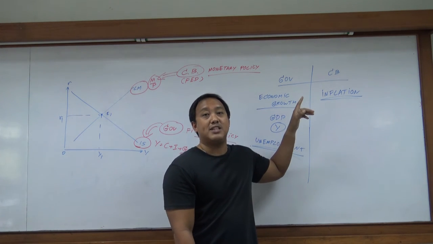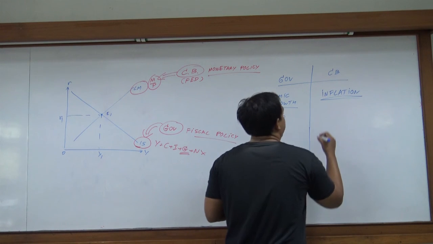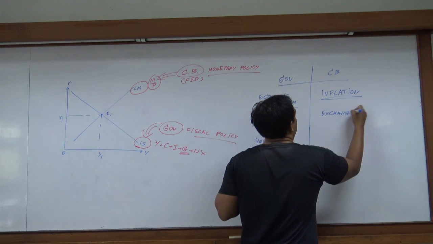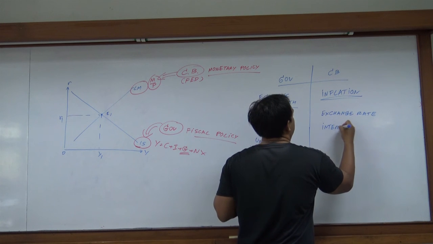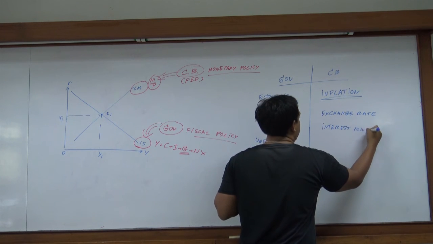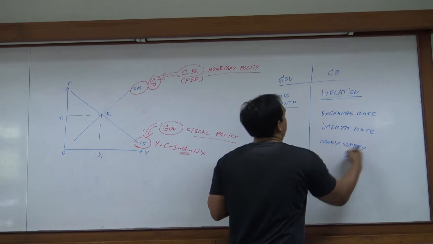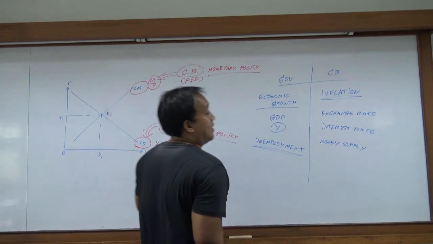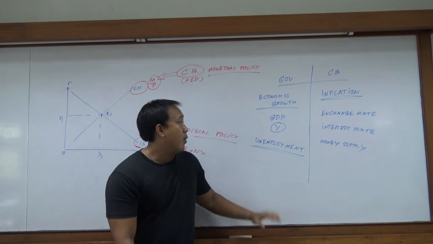So the central bank has the responsibility to take care of inflation. And the central bank takes responsibility for the exchange rate, the interest rate, and the money supply in the economy. So normally we divide the responsibility of the government and the central bank like this. But one more thing.